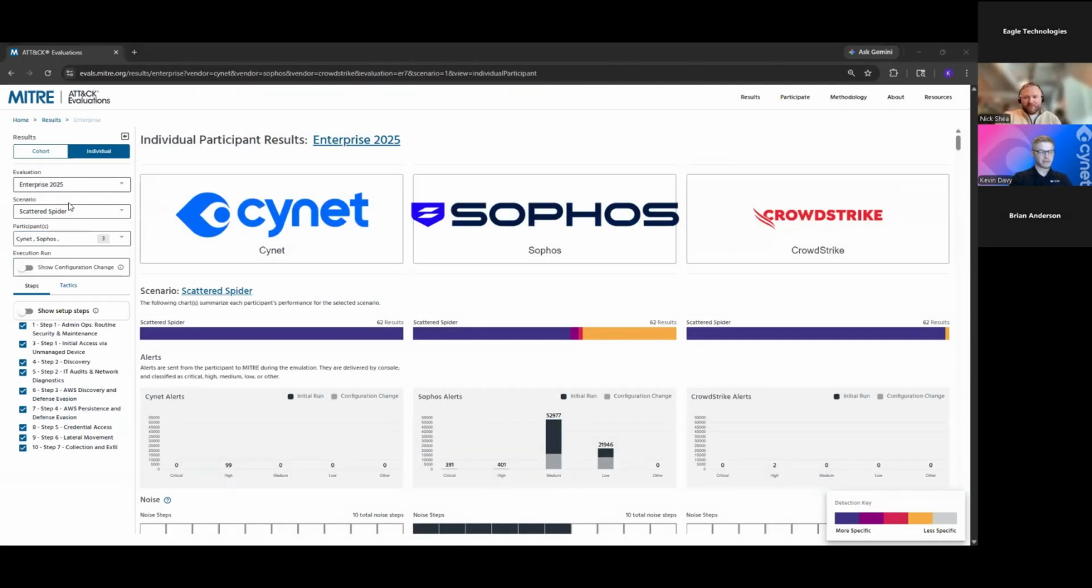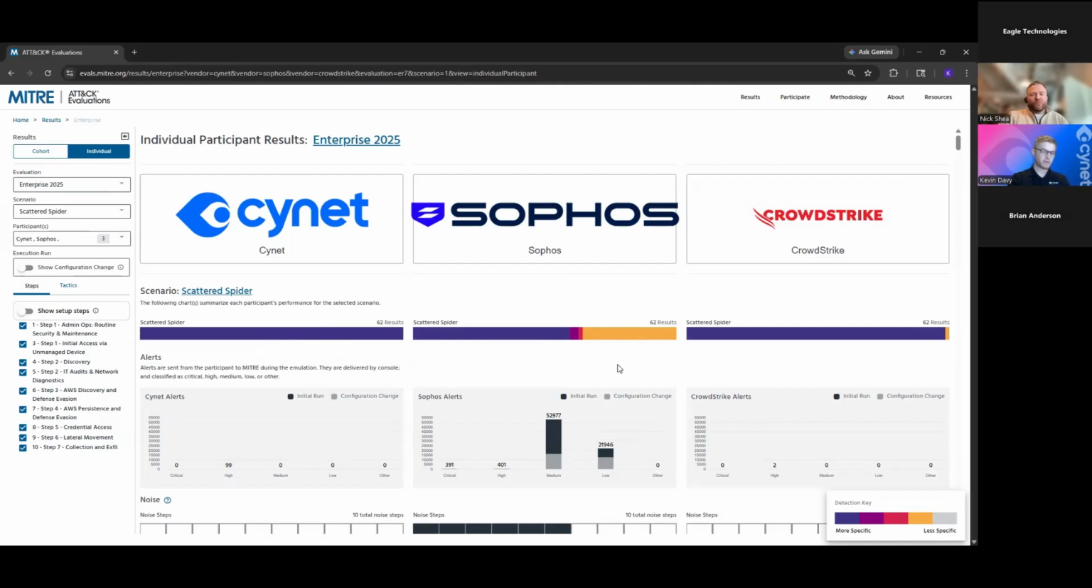And actually, as of the 2025 evaluation, they made it the default that when you come here, it's toggled to show the first phase. In the previous years, I'll show you it actually does the opposite. But what we're looking at here, and the detection key will go into a little bit more, the idea is that you want to be in this dark purple.